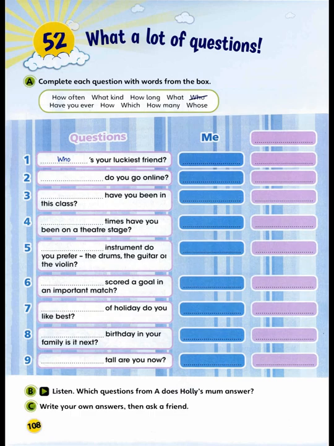So here we have a chart. Well, we have this kind of oval. In this oval we have some questions that we have to complete here. For example, who's your luckiest friend? Yes, and you have to write all of your answers. And letter B says, listen, which questions from A does Holly's mom answer? Let's listen to that one.